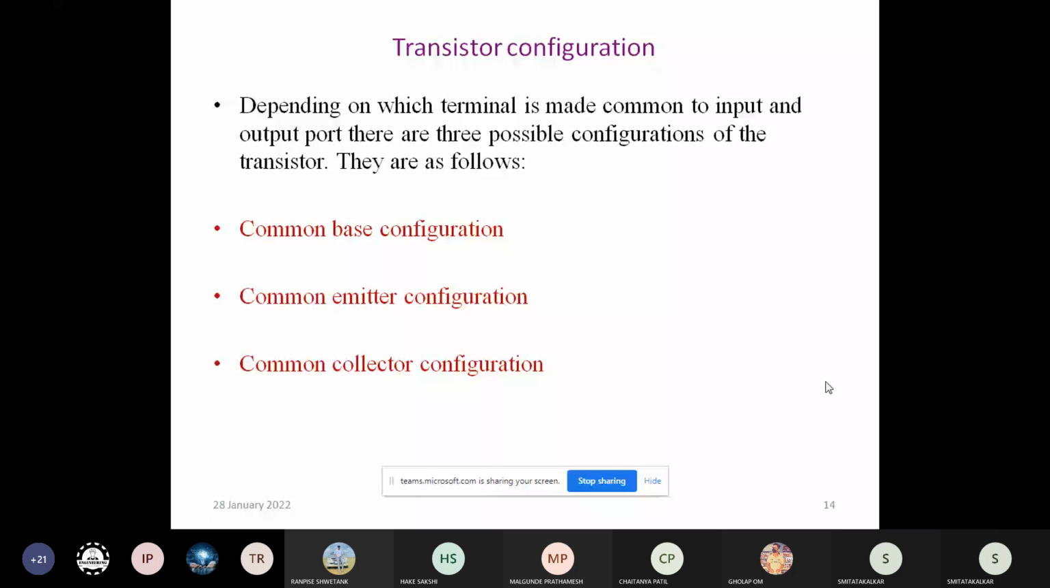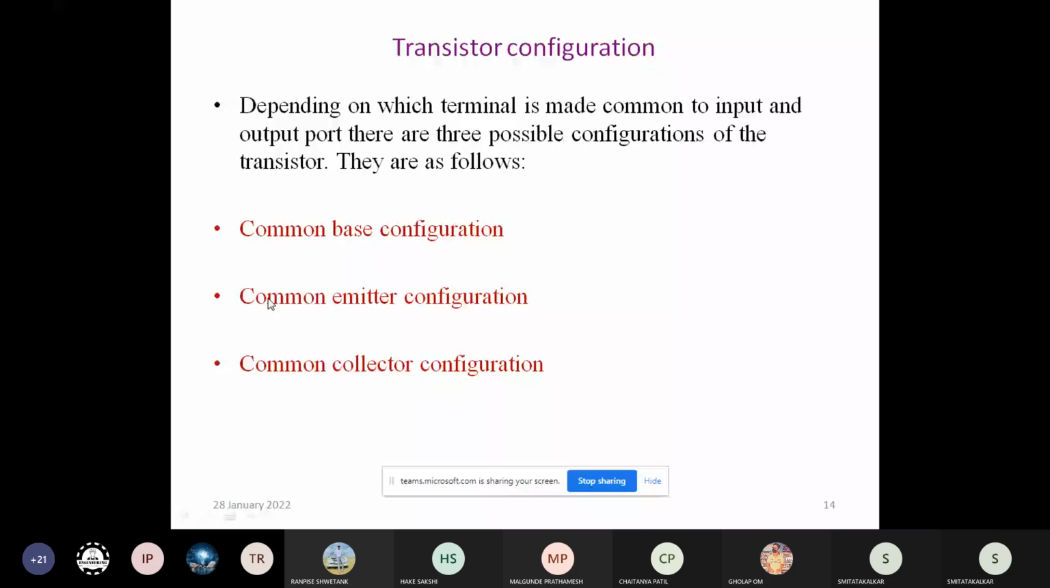Second, the common emitter configuration. In a common emitter configuration, the common terminal is the emitter, the input is connected to the base terminal and the output is connected to the collector terminal. That's why it is named common emitter. The common terminal is connected to the negative supply, and that negative supply is connected to the ground. We short the negative supply and the ground terminal. That's the meaning of common.